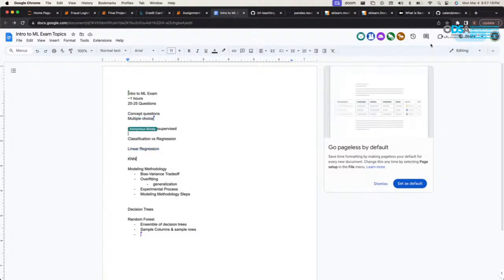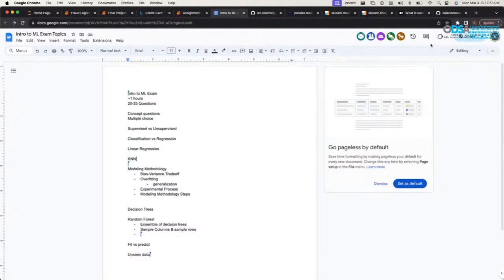I might ask about the difference between fit and predict. We talked a lot about unseen data and why that's important. And then I might ask a few algorithm questions, stuff about the decision tree, random forest, KNN, and linear regression and logistic regression.